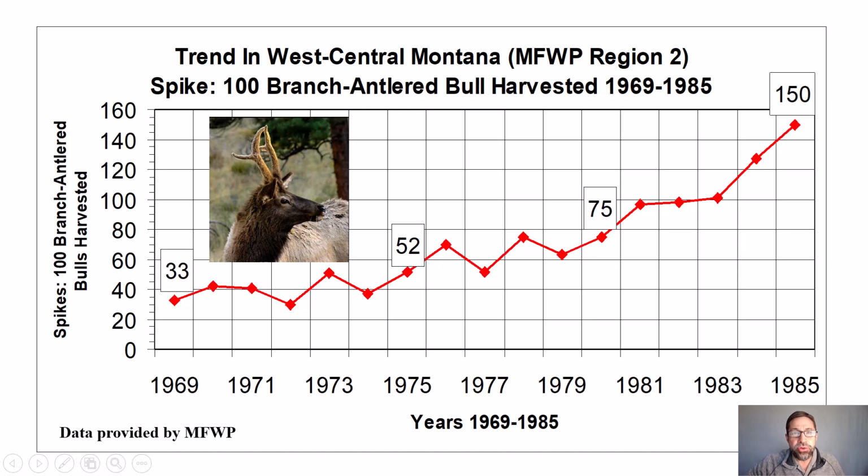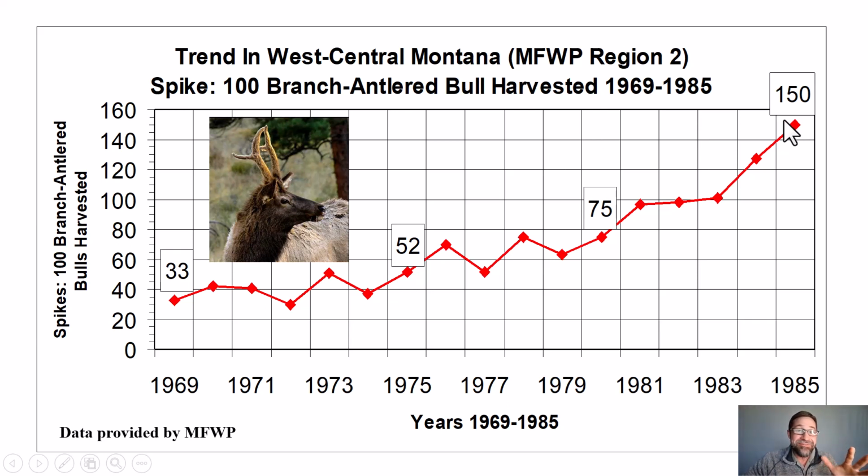And then the third trend that I want to bring to your attention is the proportion of spike bulls harvested relative to every 100 branch antlered bulls harvested. The data was available from the late 1960s only up to the 1980s, but the trend was clear. Hunters were harvesting a greater proportion of these young, immature bulls relative to prime-aged mature bulls.